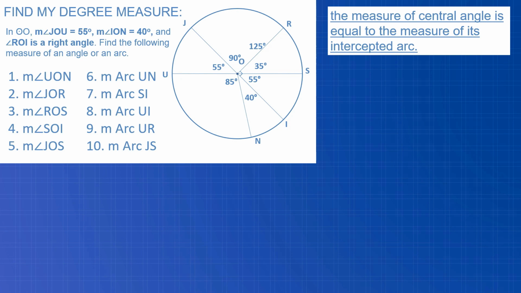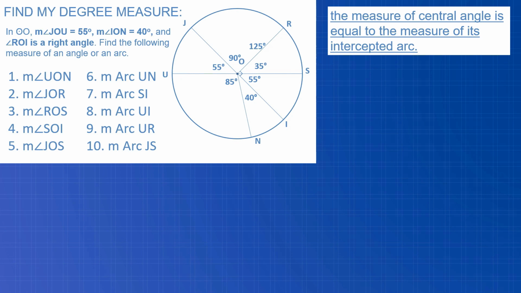Number 6, the measure of arc UN. Since the measure of angle UON is equal to 85 degrees, then the measure of arc UN is equal to 85 degrees. Next, number 7, the measure of arc SI. Since the measure of angle SOI is equal to 55 degrees, then the measure of arc SI is also equal to 55 degrees.